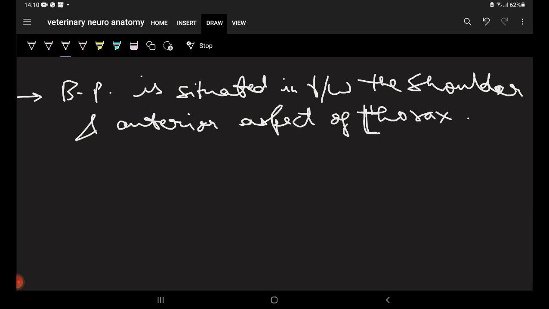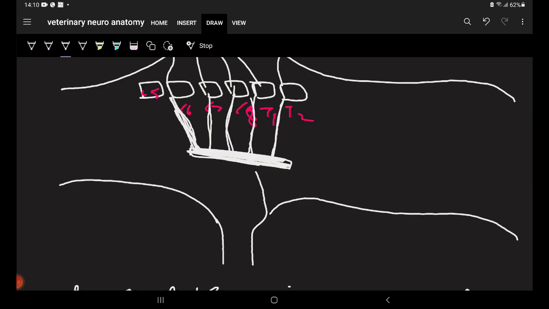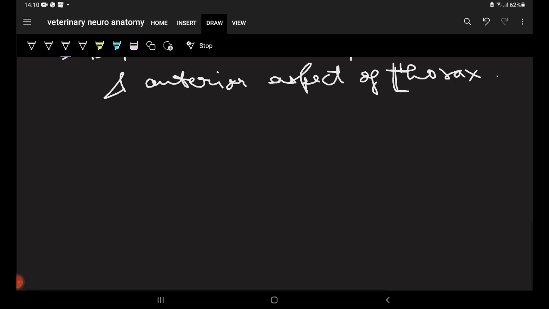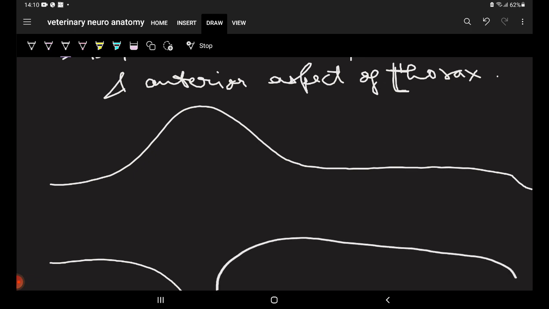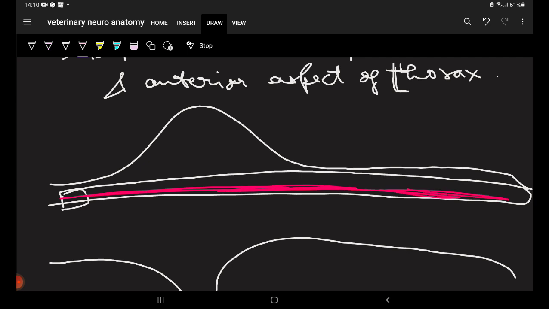Okay, so let us now understand how the spinal nerves, the ventral branches of spinal nerves, are formed. For this I will draw another diagram of a cow like this. So suppose that this is the vertebral column and this red structure here is the spinal cord.